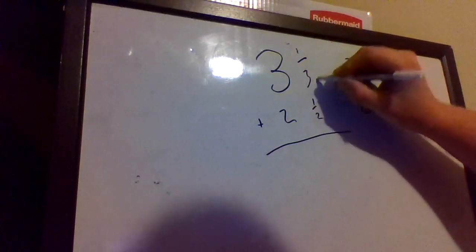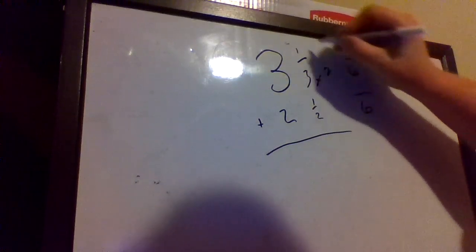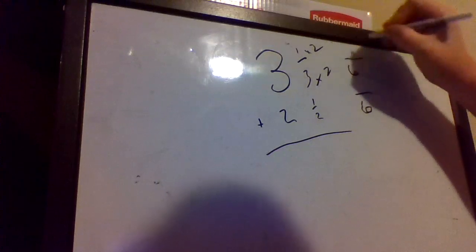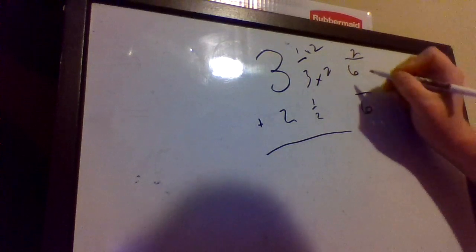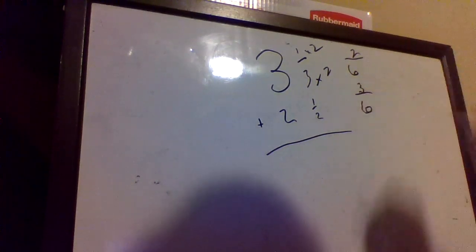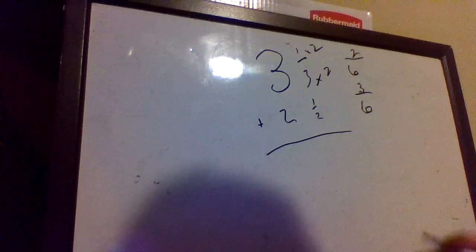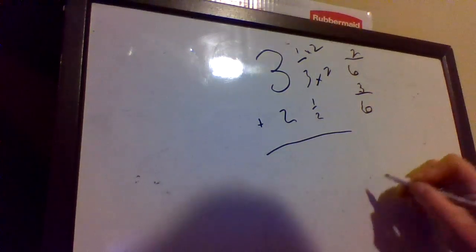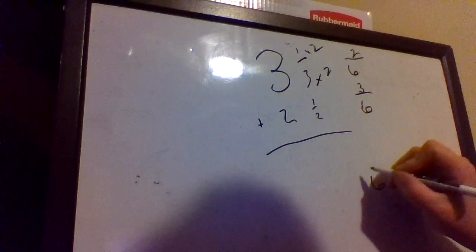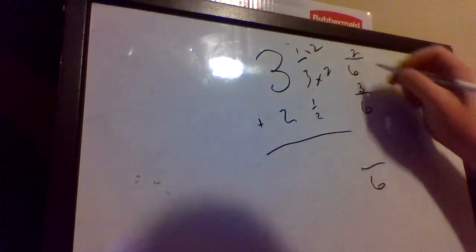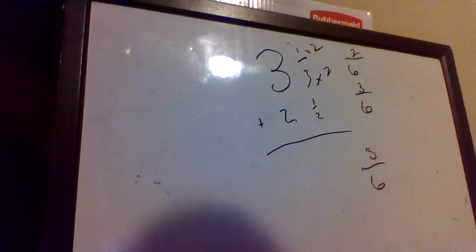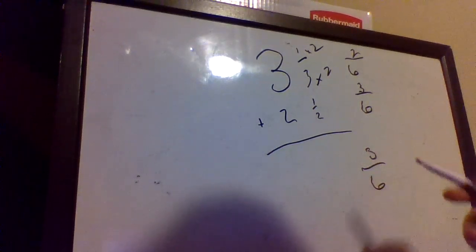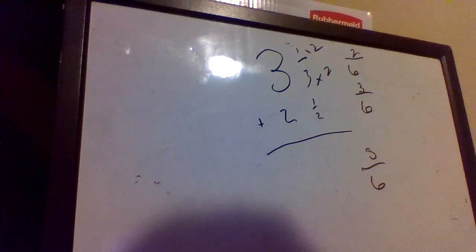So 1/3, 3 times 2 is 6. So we do the top by 2, and 1 times 2 is 2. And then 1/2, we should know, is equivalent to 3 over 6. But if we don't, then that's okay. So now we're ready to add. We're going to keep our denominator of 6, and we're going to add our numerators. 2 plus 3 is 5. So we're done with our fraction part, because 5 over 6 is in simplest form, and we don't need to convert it to a mixed number.